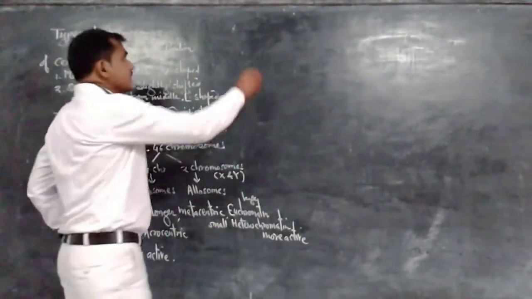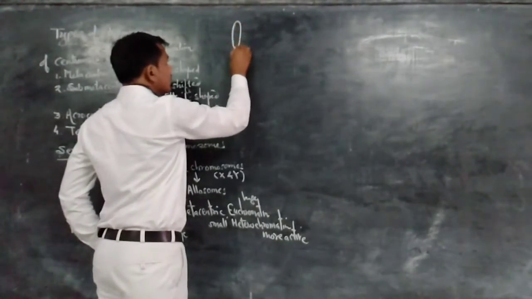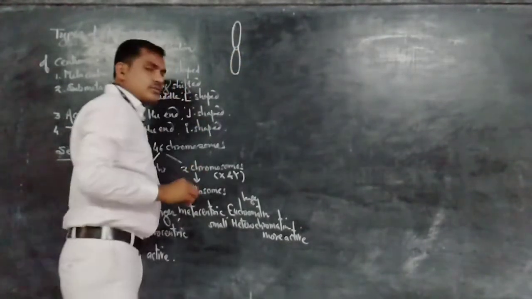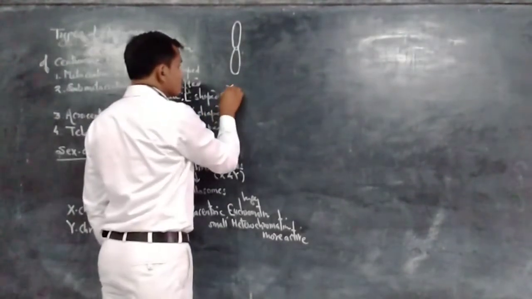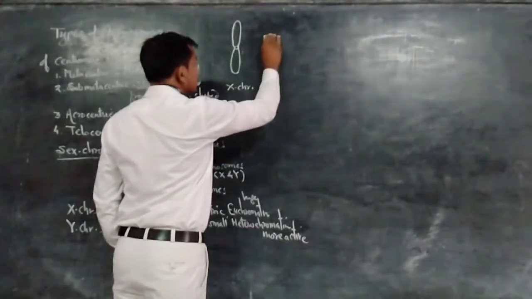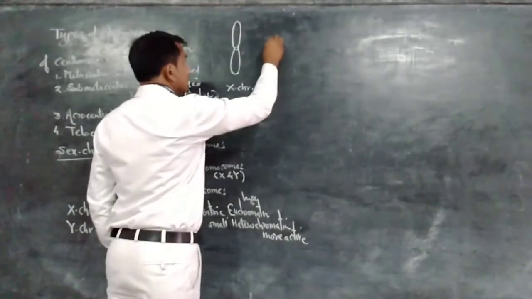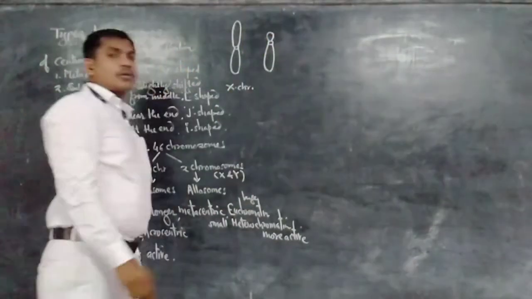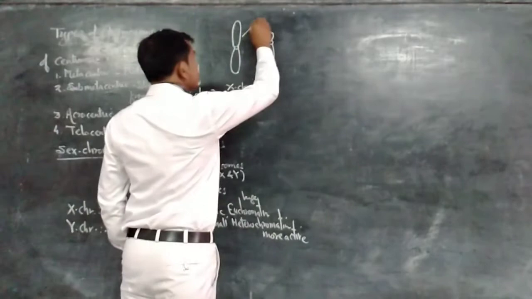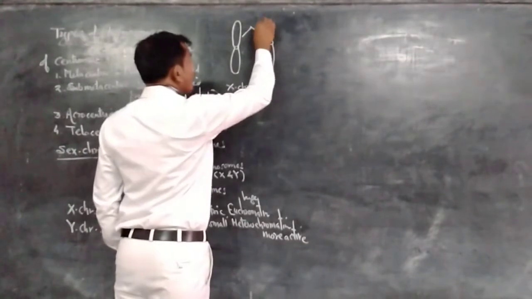See the structure of the X and Y chromosome here. Centromere present at the middle, so it is metacentric. X chromosome. Y chromosome, centromere, acrocentric. This is acrocentric. Now see, these regions are different. So it is called the non-homologous region.